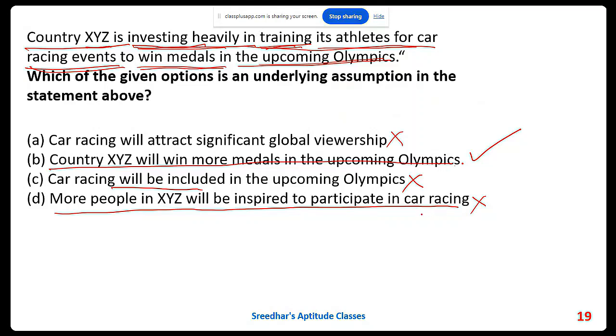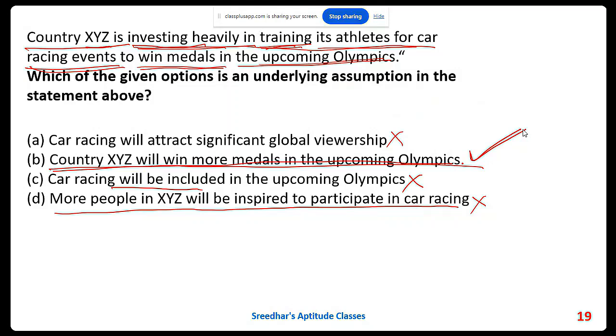See, whether they win the medals or not, is secondary. Whether they are going to win or not, secondary. But whenever people are preparing, what is their assumption? They will win, right? Any sports person before playing the game will be under the assumption that he will win the game. The outcome can be different. He may or may not win. But before playing, he assumed that he will win. So country XYZ definitely assumes that they will win a lot of medals, and that's why they are getting prepared. So therefore, B is the assumption.